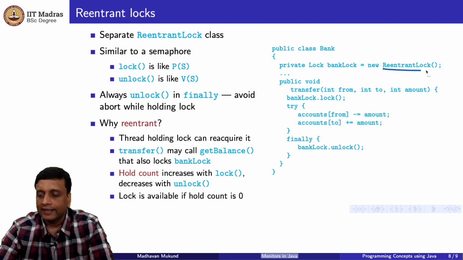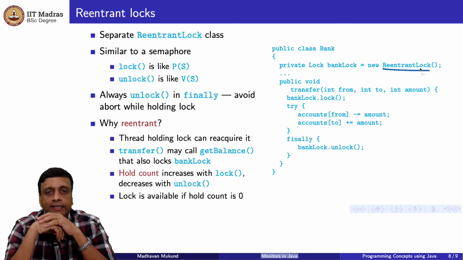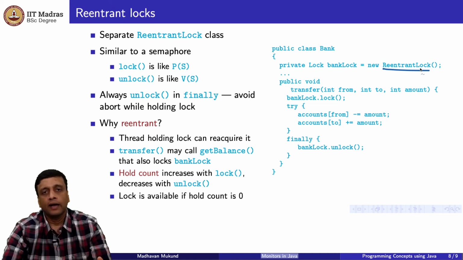So why is this re-entrant? The reason that it's re-entrant is that supposing I have two functions that require locking, right?